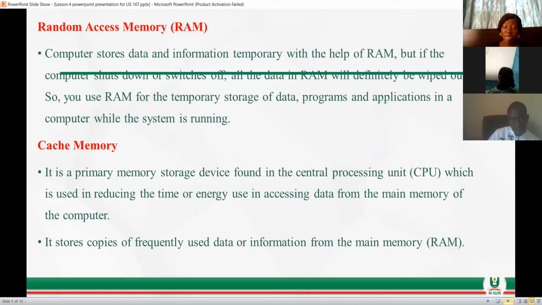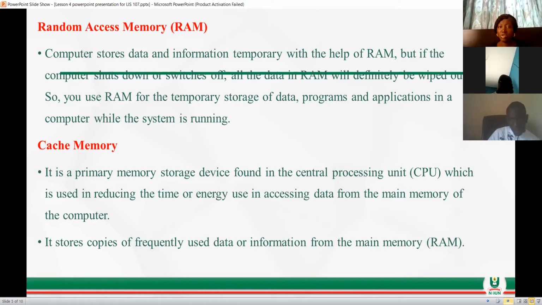And someone explained the random access memory. If you remember, it stores information temporarily, and once the computer switches down or is shut down, all the data there will be wiped out. RAM is what stores our running applications, our running programs while the system is running. While you're using your MS Word, for example, now I'm making use of Zoom.